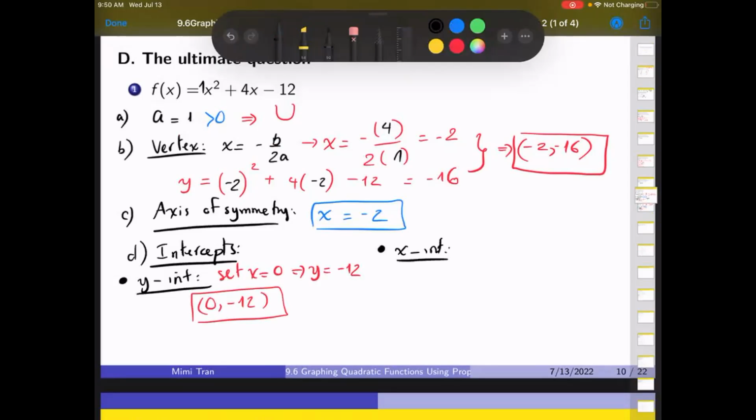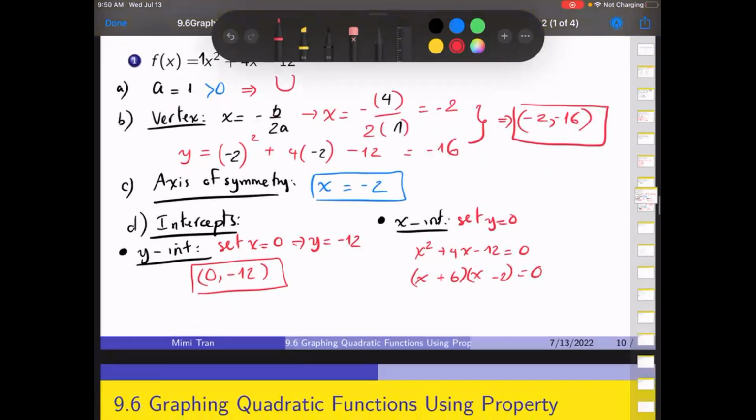And then the x-intercept is a bit more involved. Set y equals 0. So that implies x squared plus 4x minus 12 equals 0. You can factor this. What are the two factors? Plus 6, minus 2. All right, thank you. See, factoring is important.